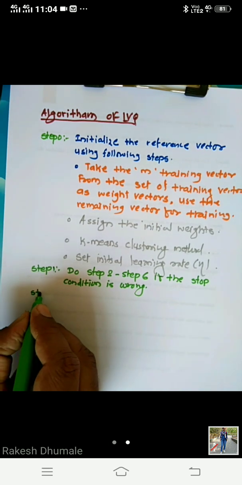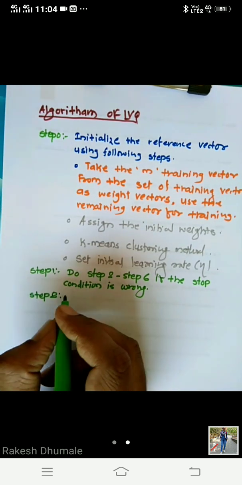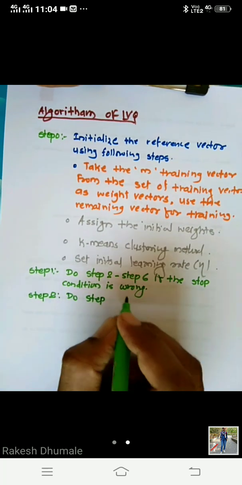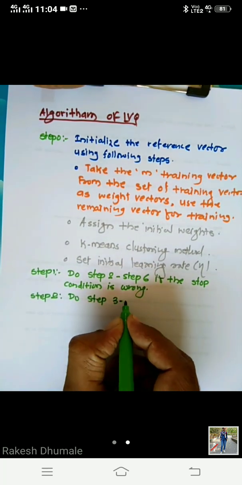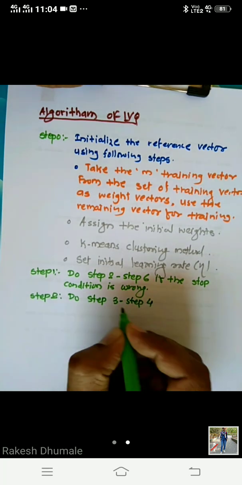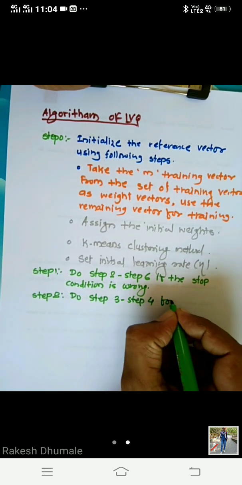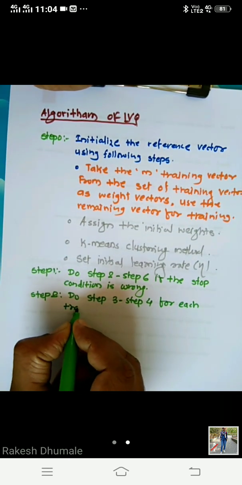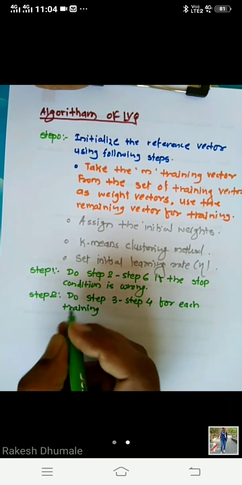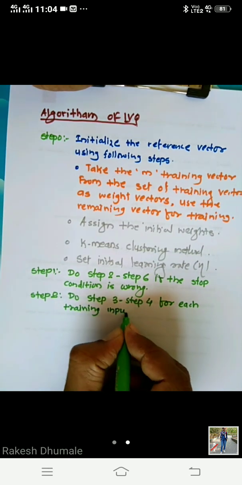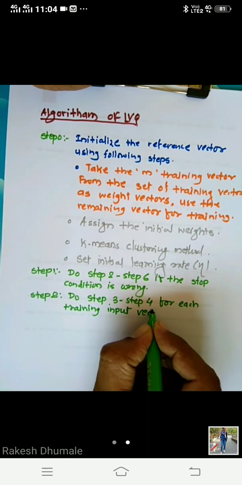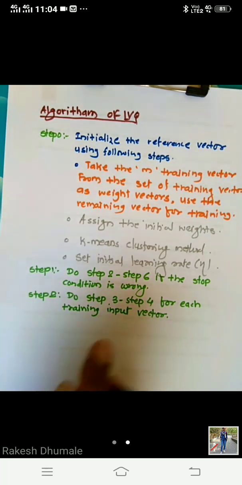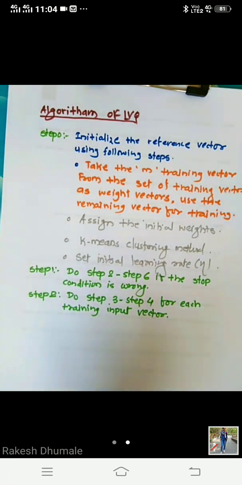Step 2: Do step 3 to step 4 for each training input vector. Now what is the condition? We will repeat steps 3 to 4 for every input vector.